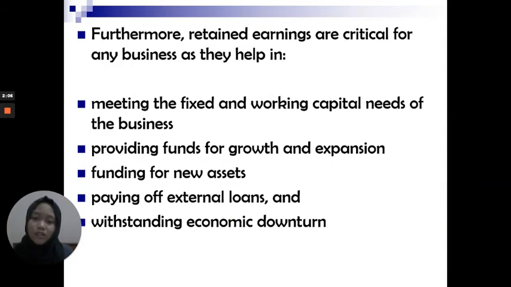Furthermore, retained earnings are critical for any business as they help in meeting the fixed and working capital needs of the business, providing funds for growth and expansion, funding for new assets, paying off external loans, and withstanding economic downturn.